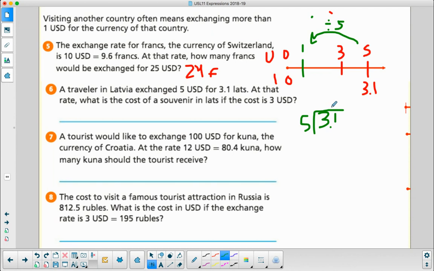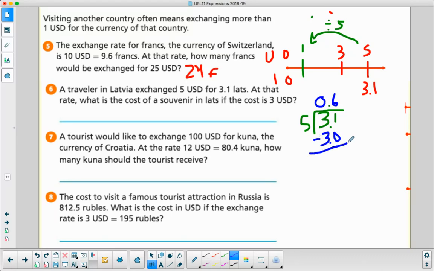And I'm going to put my decimal in my quotient right away because otherwise I forget it. Are there any 5s in 3? No. Now, that makes sense because I don't get 1 lafia. I get less than 1 lafia for each dollar. So $1 is going to give me less than 1 whole lafia. Now, how many in 31? There's 6. 6 5s are 30.